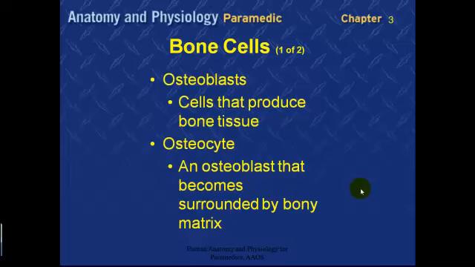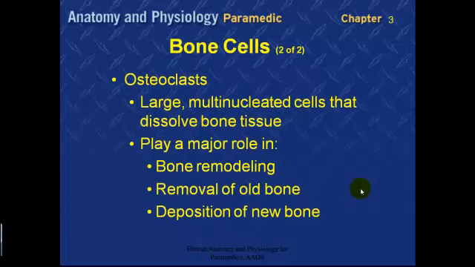There are several different types of bone cells. There are osteoblasts, which help produce the bone tissue, and the osteocyte, which is the bone cell itself. This is an osteoblast that becomes surrounded by the bony matrix. The osteoclasts are large multinucleated cells that dissolve bone tissue.